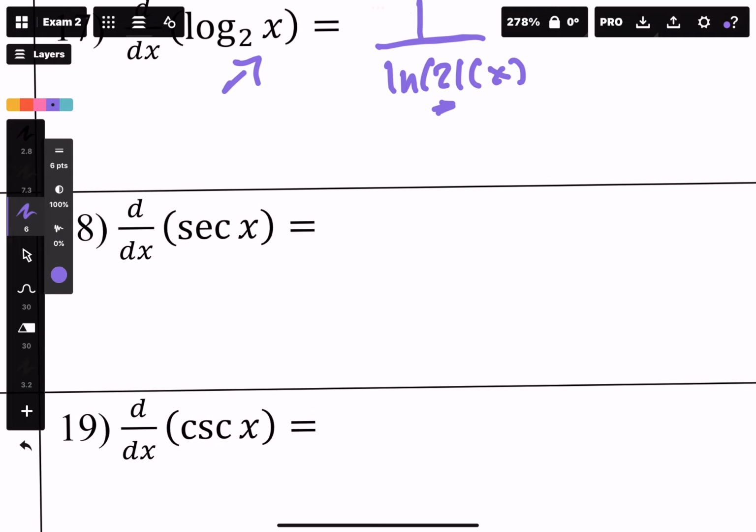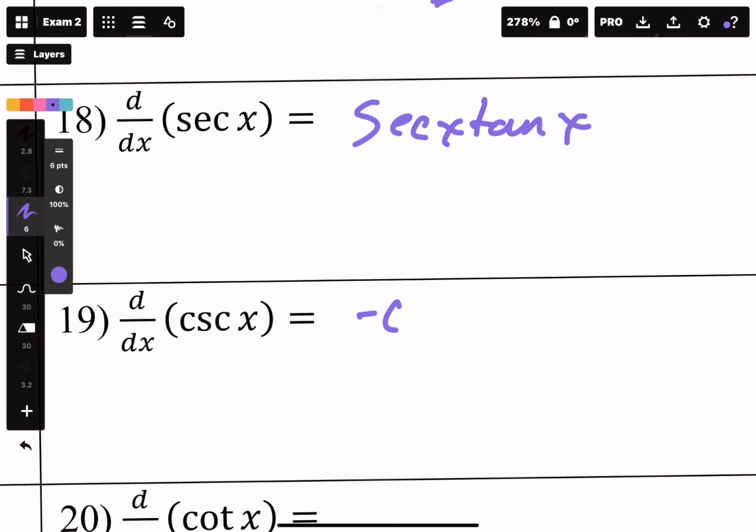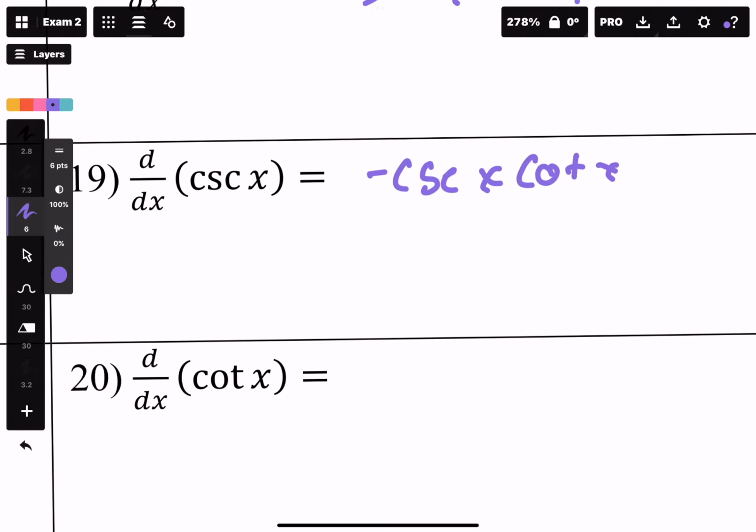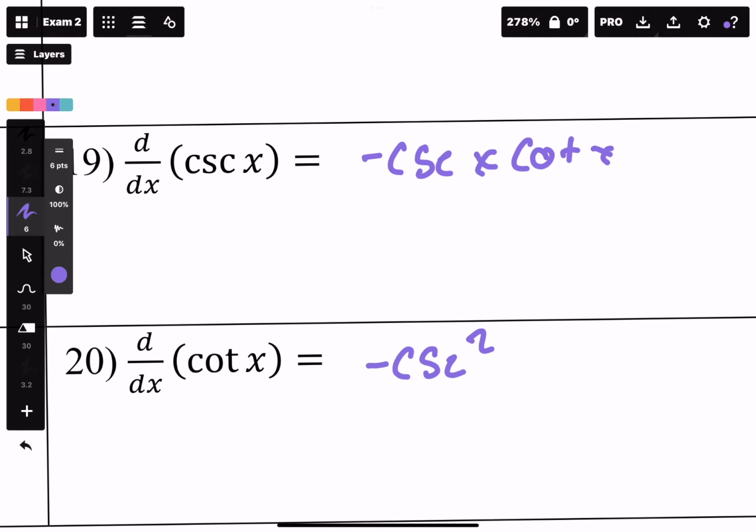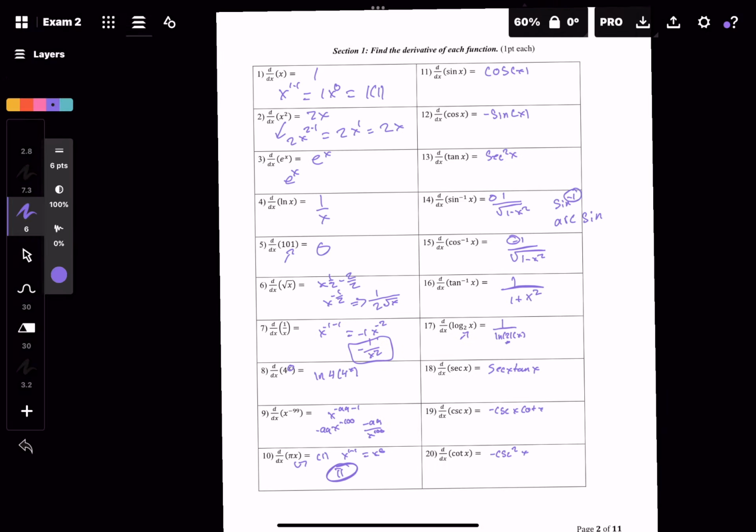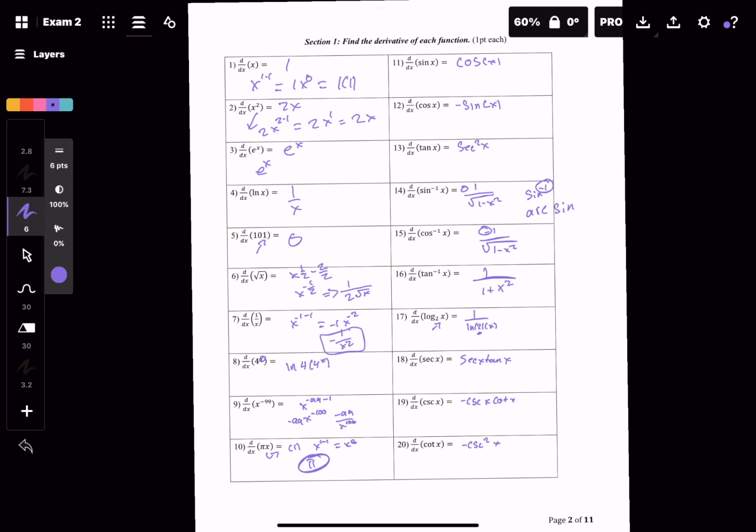And then for secant, this is going to be secant tangent, but don't forget the x, and cosecant is negative cosecant cotangent. Cotangent is the negative cosecant squared of x. And that will be pretty much it for the first half. Thank you.